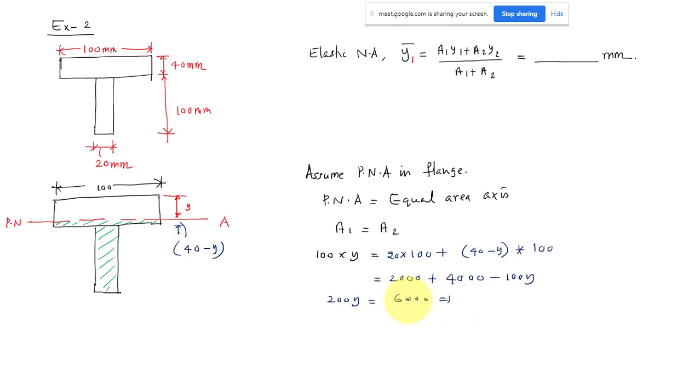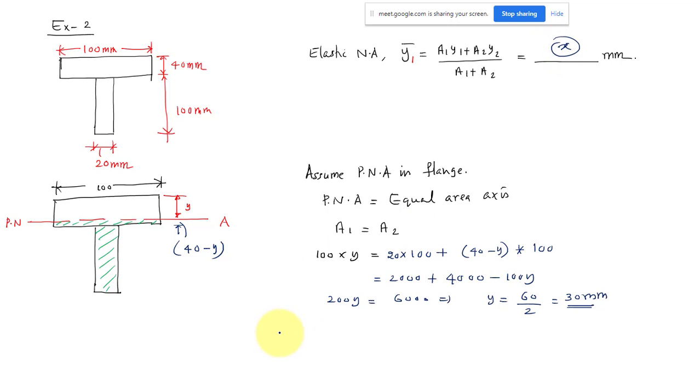So I think I have solved it. I have solved 60 by 2, 30 millimeter. Simple. Okay. So this one also you can solve it. Let us say it is x.